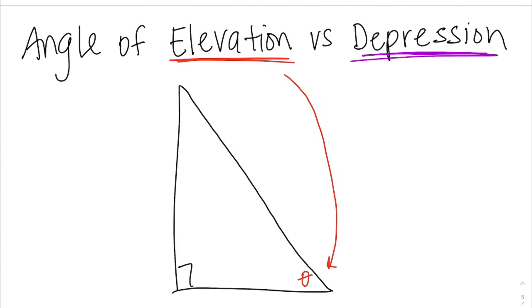Depression is going down. This is like being in an airplane and looking down towards something. So depression is going to be the angle here up top.